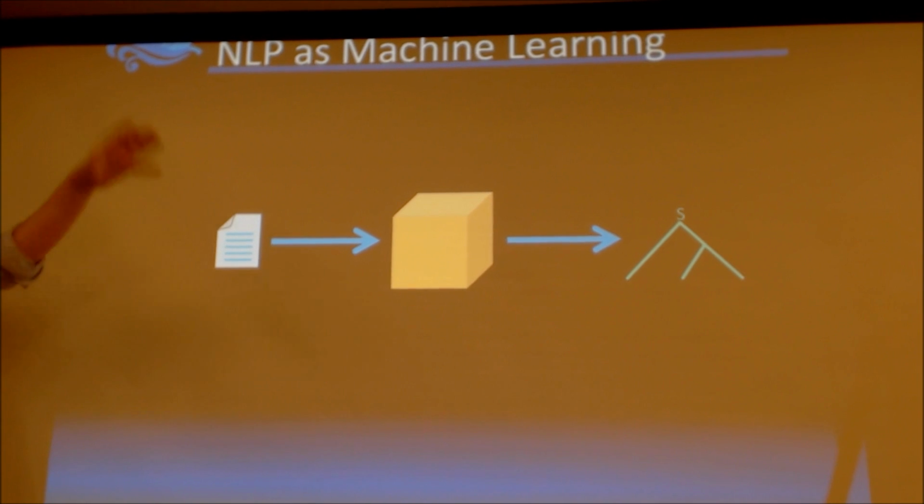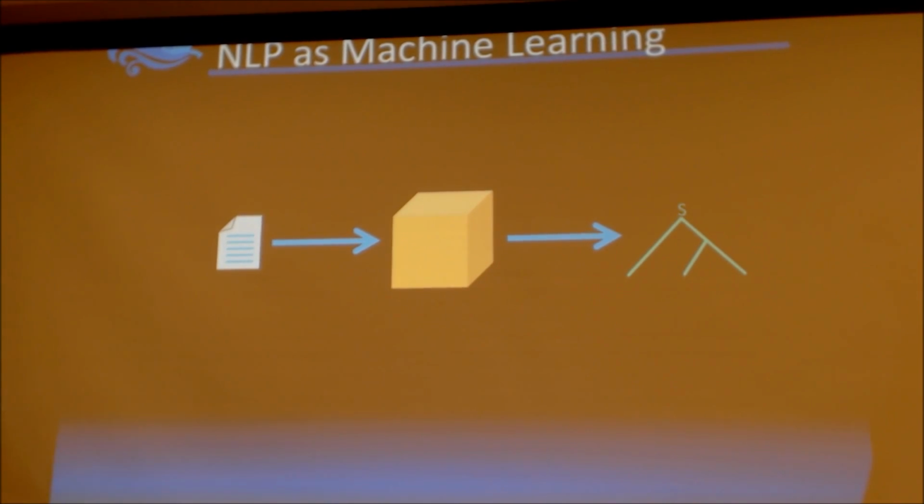And Epic treats NLP as a machine learning problem, in particular a structured prediction problem. And so the basic idea is we have documents come in, and then we have some black box, or gold box, and then out comes some kind of structured object that is some kind of unit of linguistic analysis. That might be a syntactic parse, or it might be the list of all the named entities, or it might be the co-reference resolution telling you which pronouns refer to which nouns.